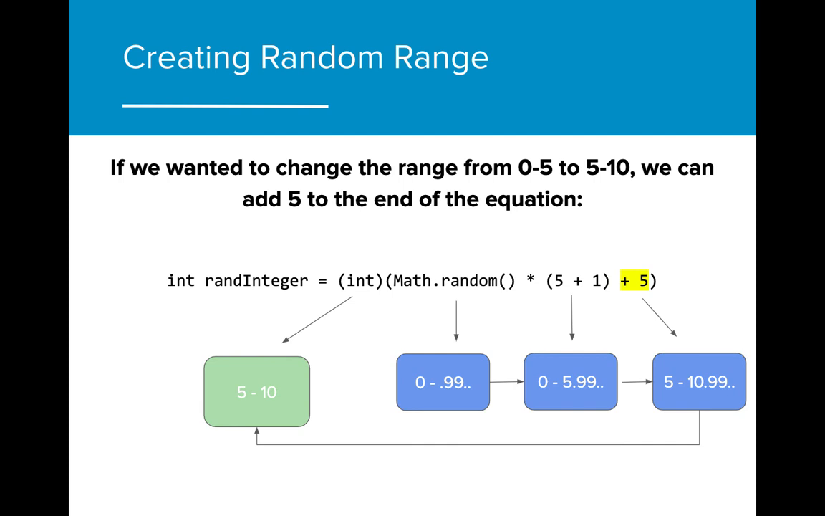If we wanted to change the start of the range to be 5 to 10, we can do so by adding 5 to the end of the Math.random equation. Because the lowest value possible is 0, adding 5 to the end of the equation will make sure that the lowest possible value will be 5. Now, when int is called, the possible range will be from 5 to 10.